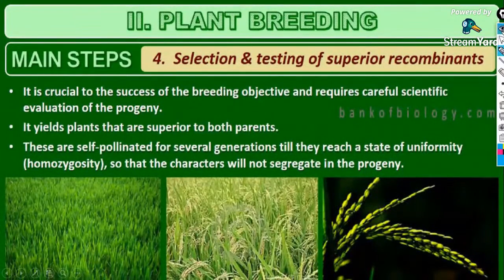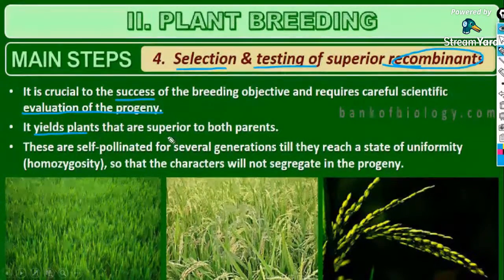Next is the selection and testing of the superior recombinants. It is crucial to the success of the breeding objective and requires careful scientific evaluation of the progeny. It yields plants that are superior to both the parents, that is, superior to both the male and the female parent.